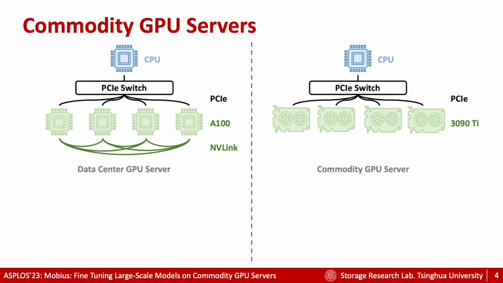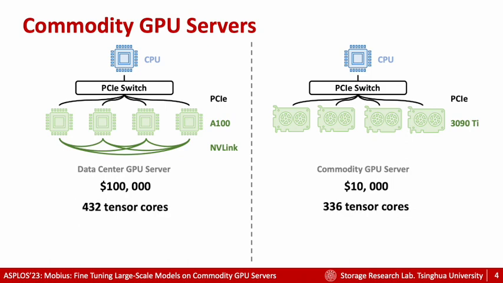The price of commodity GPU servers is much lower than that of data center GPU servers. For example, a data center GPU server with 4 fully connected A100 GPUs costs up to $100,000. Buying a commodity GPU server with 4 1390 Ti GPUs only needs $10,000. Although commodity GPU servers are cheaper, they provide sufficient computational power. However, communication resources are scarce in commodity GPU servers.